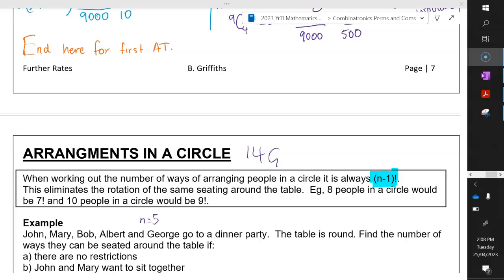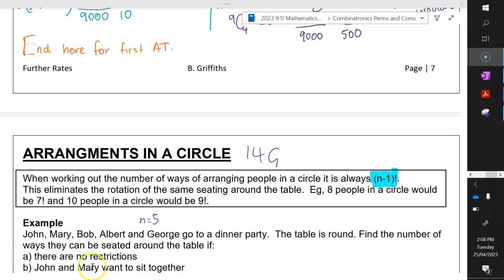Okay, hi Year 11. Just about finished this topic on permutations and combinations with combinatorics. There's two sections to go, up to the second last one, and it's arrangements in a circle. This will match up with 14G in our textbook. So when we're arranging people in a circle as opposed to in a line, it happens a little bit differently, and we're fixing that first person that sits in the circle.